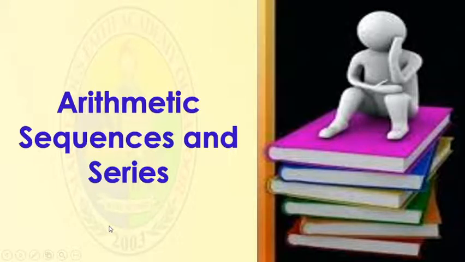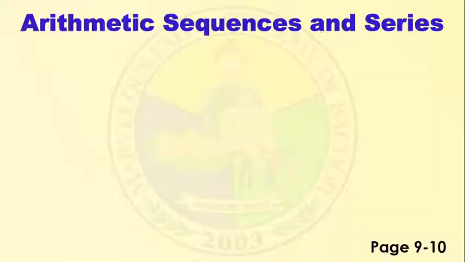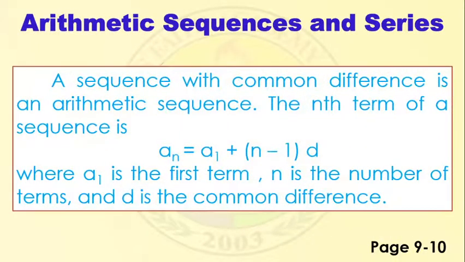Okay, so next, let's have arithmetic sequences and series. Let's define first the arithmetic sequence and what is the formula. Ano ba yung formula na gagamitin sa pag-solve ng arithmetic sequence? A sequence with a common difference is an arithmetic sequence. The nth term of a sequence is a sub n equals the first term plus quantity n minus 1 times d, where a sub 1 is the first term, n is the number of terms, and d is the common difference.